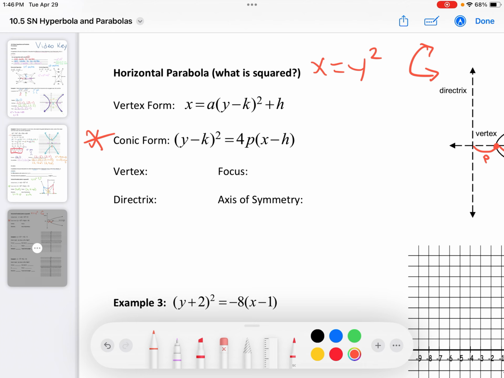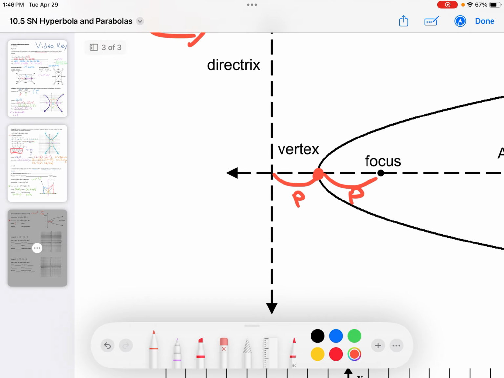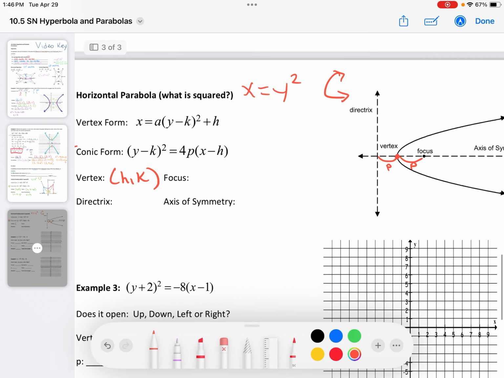Vertex is always (h, k). h is with the x, k is with the y. The focus, if we look, is p units away from the vertex. In this case, it's p units to the right of the vertex. So that x coordinate changes, h plus p, and that y coordinate k stays the same.